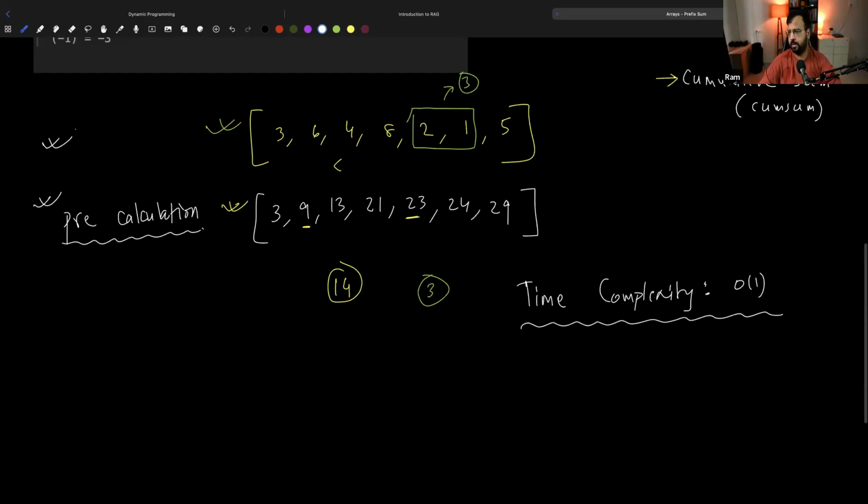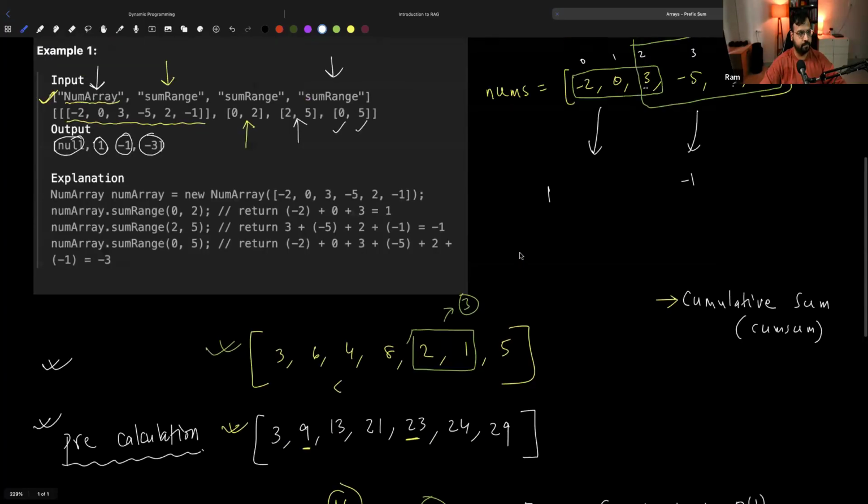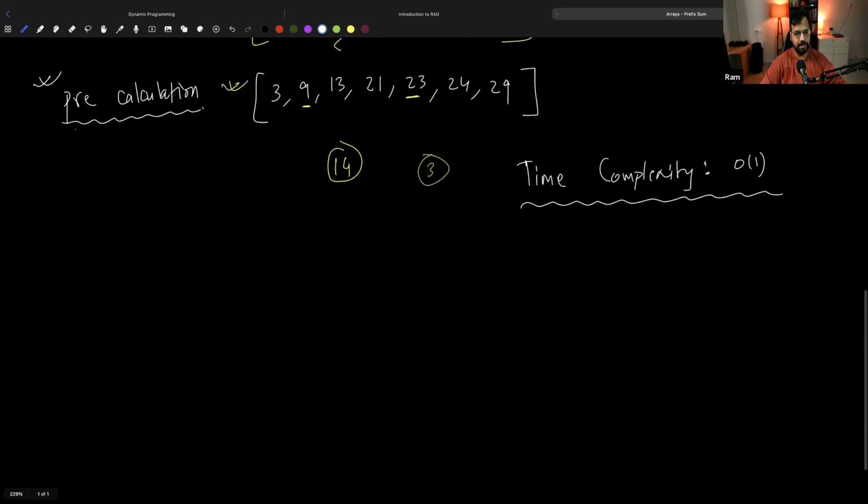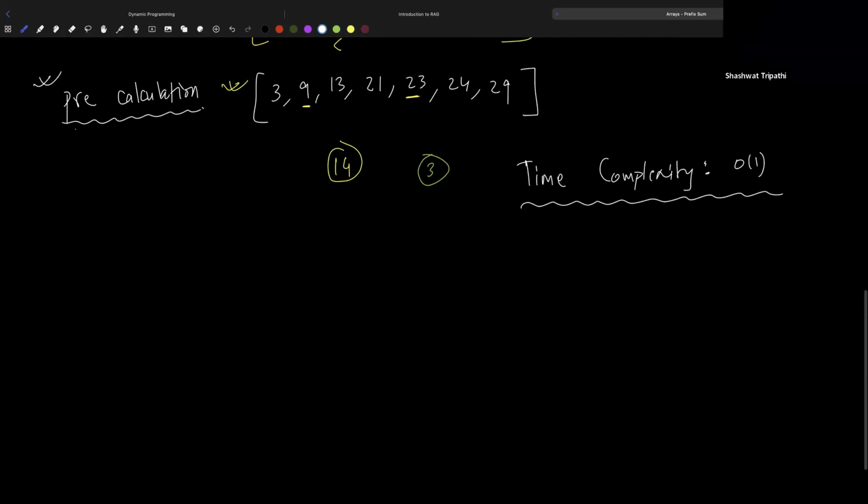Navneet, you tell me, what would the time complexity be? The pre-calculation is not when we actually perform the query. It takes time only once. Can you explain why this is O of 1? Can you give a reasoning behind why this is O of 1? Who can explain? Shashwat? Yes, sir. Am I audible? Yes.